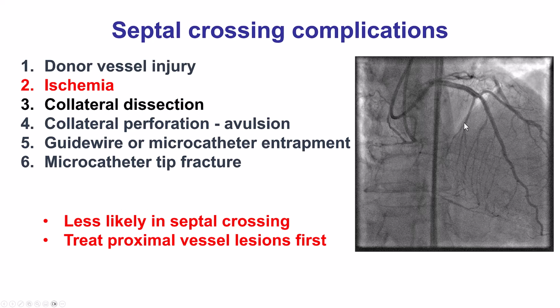So even if one of them becomes occluded, the other ones usually will suffice to provide good flow to the distal territory. Also, to prevent ischemia because of compromise of the donor vessel, if there is disease proximal to the takeoff of that collateral branch, then we will take care of that, stent this before going retrograde.